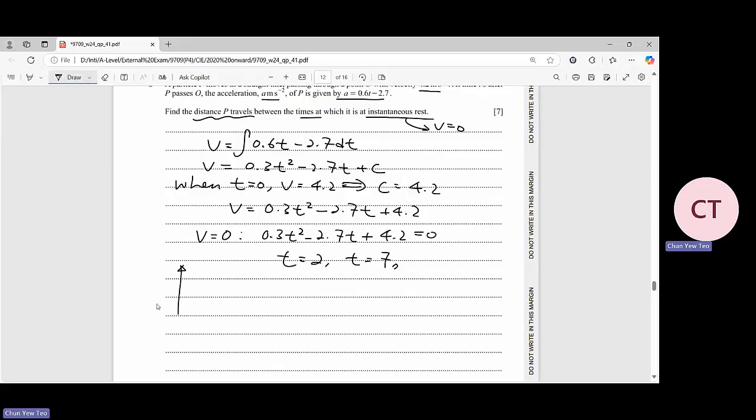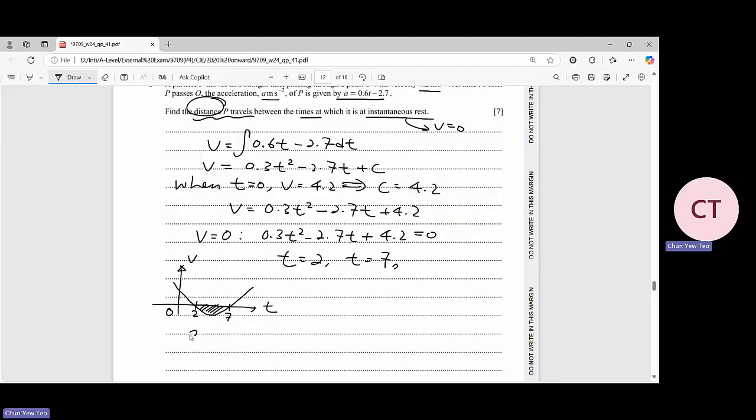And if you draw the v-t graph and put the equation inside, you can see that the graph is actually a quadratic with a minimum point over here. So in between 2 and 7, you can see that your graph is below the t-axis. That means it's below the horizontal axis, so your area will be negative. We know that the area is the distance. So later, when we want to find the distance of P, the value will be negative. And to find the distance, we need to put modulus in order to get a positive value.